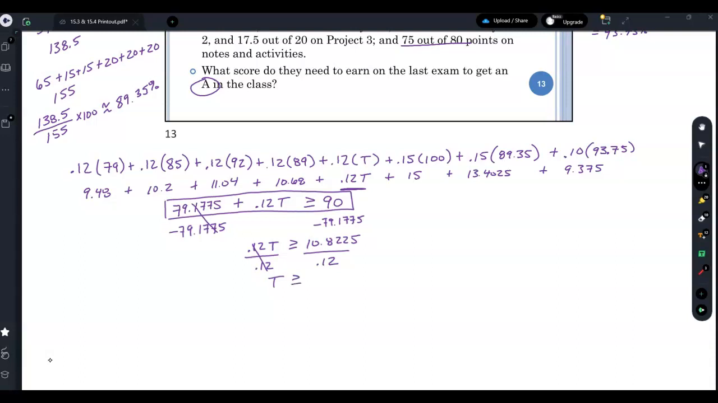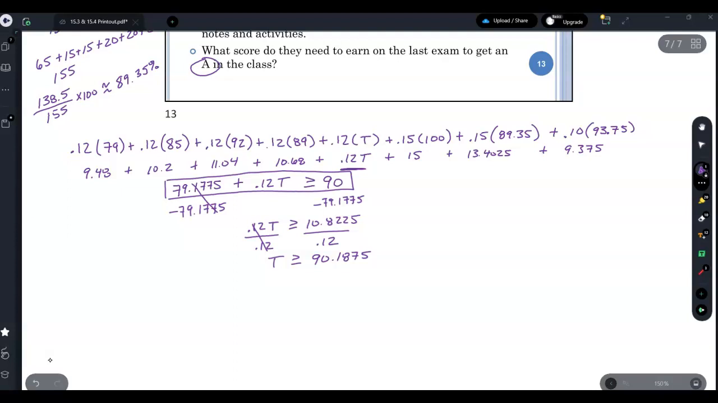And when I take that 10.8225 and divide it by 0.12, this tells me that t, which is the last test, has to be greater than or equal to 90.1875. So that means that in order to get an A in the class, the student would have to score at least a 90.1875%, which I would say, just to be safe, means get a 91 or higher, right? So if the student gets a 91 or higher on the last test, then that means they'll have an A.